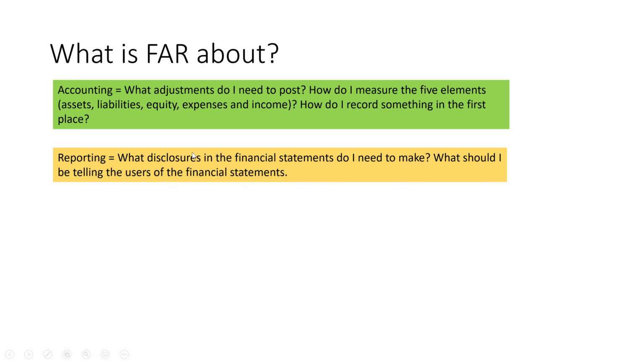Reporting is more about what disclosure in the financial statements do I need to make? Do I need to put anything in the notes of the financial statements to give further details to the users? Reporting is also about what needs to be in the balance sheet, what needs to be in the P&L, and what the format of the P&L or the balance sheet should be. Should an asset be a non-current asset or a current asset? So think about both when you're answering questions. It's not just about the figures, and that's the difference between FAR and the accounting module in the exam, the accounting module in certificate level.